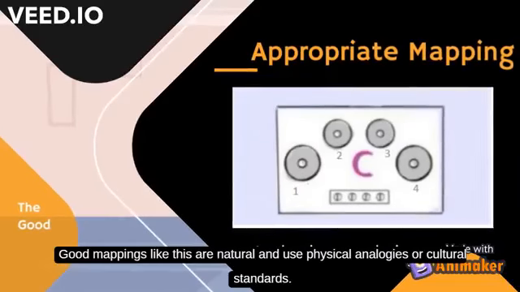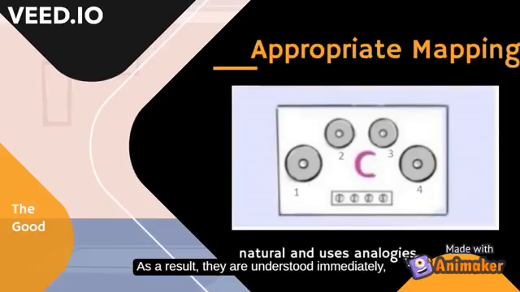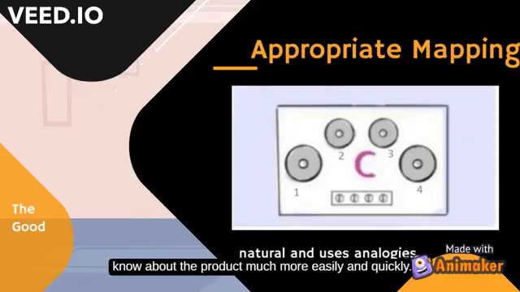Good mappings like this are natural and use physical analogies or cultural standards. As a result, they are understood immediately, are much easier to remember, and enable better ease of use. A product having good mapping helps the inexperienced user to learn about the product much more easily and quickly.